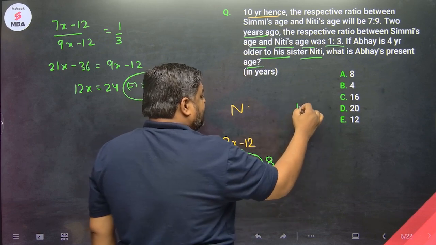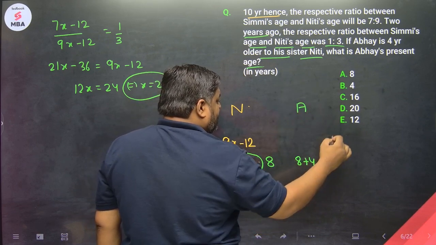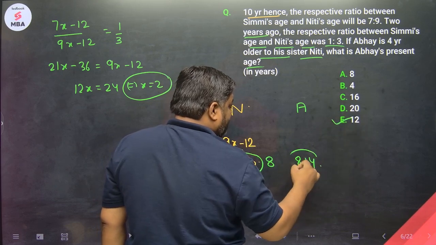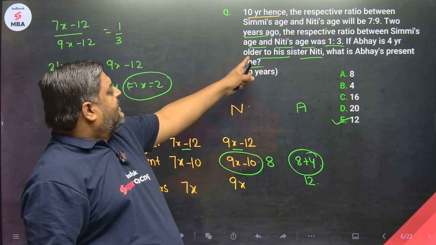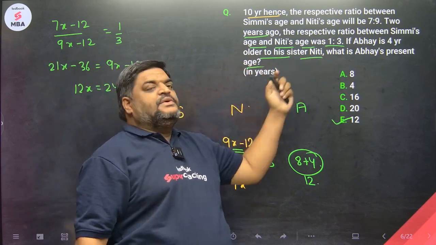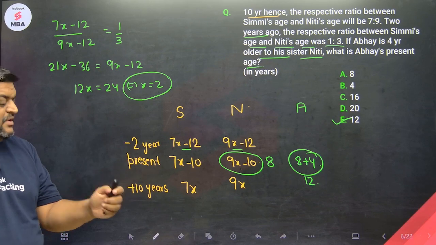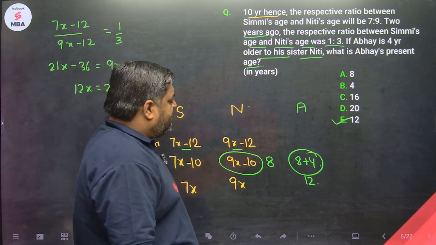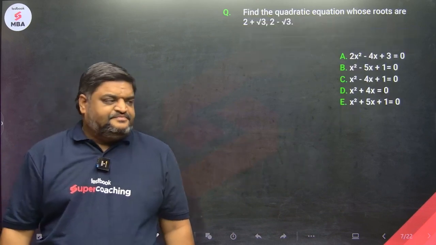So what will Abhay's age be? Abhay is 4 years older than Niti. So the correct answer is 12. Abhay would be 12 years of age. Abhay is 4 years older than his sister Niti, so Abhay is 8 plus 4, 12 years of age. Very good. The correct answer to this question was option E.